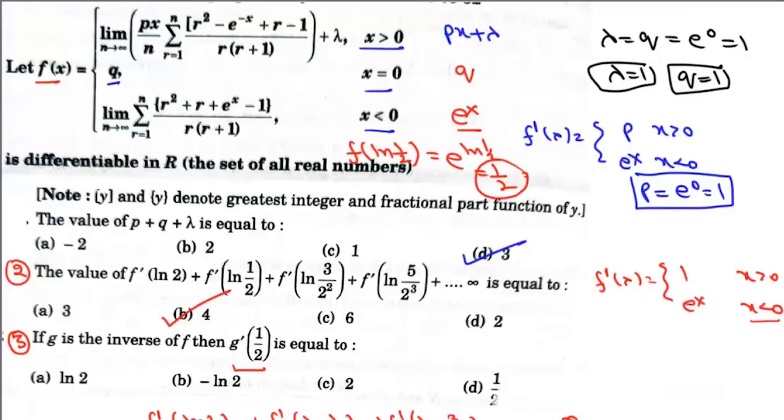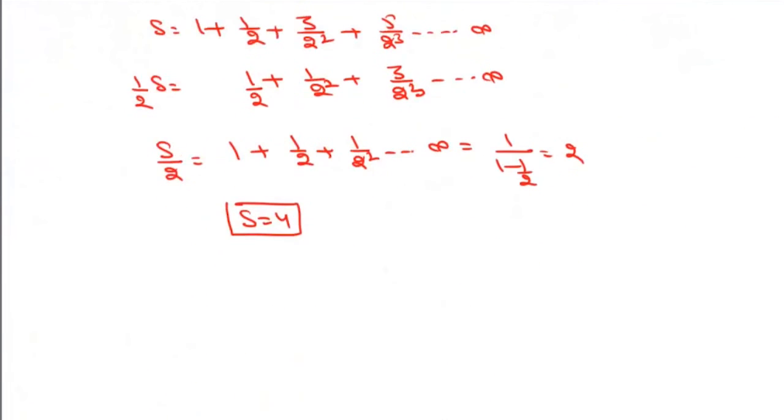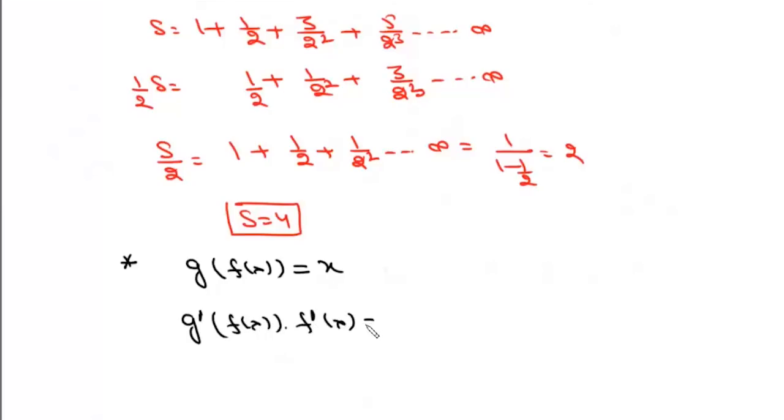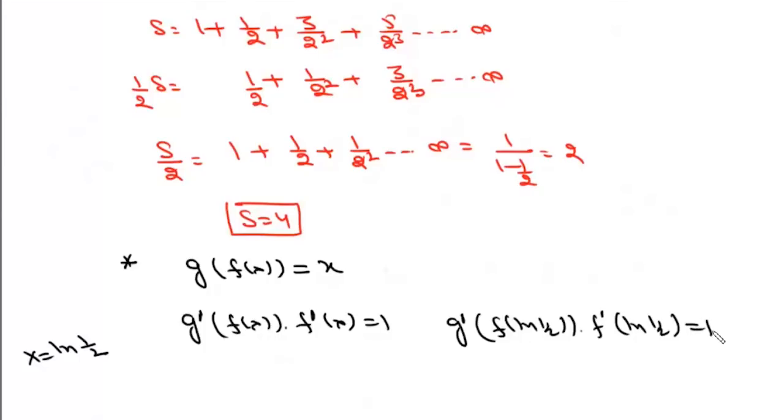Now we know that if f x and g x are inverse functions of each other, then g of f x is equal to x. Now we differentiate, we can write g dash f x into f dash x, it must be 1, and what we'll do here is we'll put x as log 1 by 2. So here it will be g dash f log 1 by 2 into f dash log 1 by 2, and it is equal to 1.